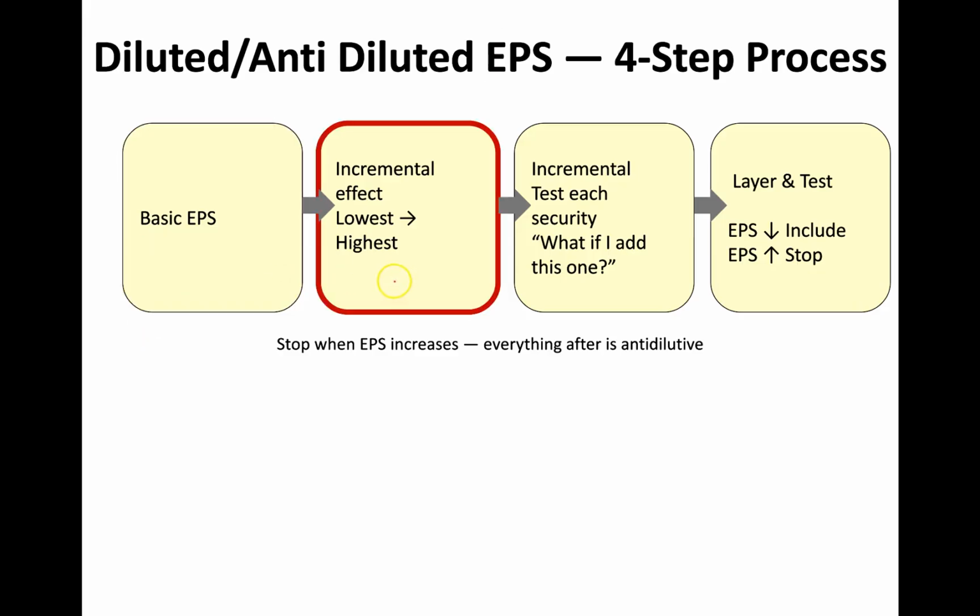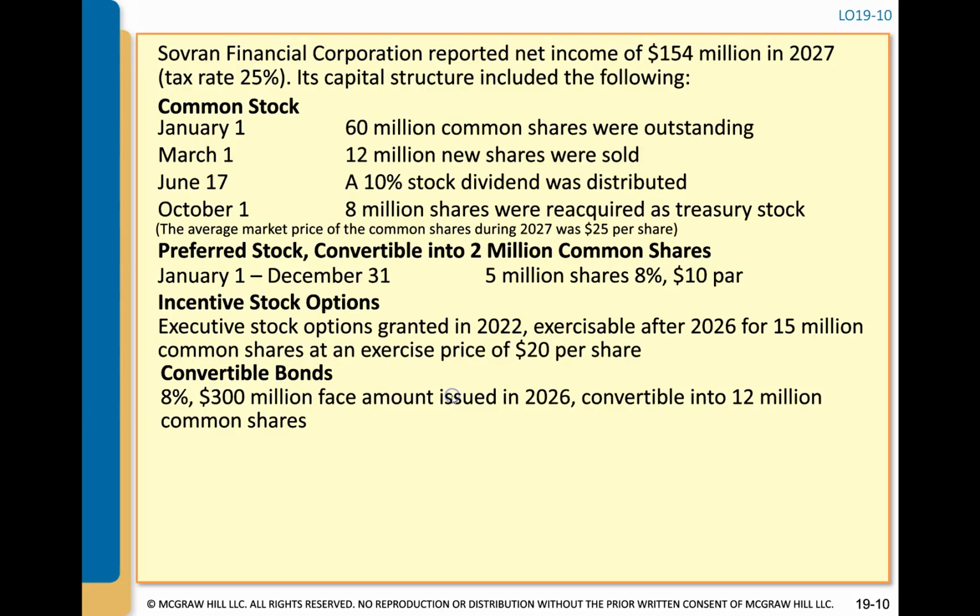The next step, step 2, is we have to calculate the incremental effect of each of those convertible securities. And I'm going to go through what that means, the incremental effect, before we go to the next two steps. Okay, same problem. We have our basic EPS, and these are all of our convertible securities. We're going to focus on convertible bonds. We have an 8%, $300 million face amount issued in 2026, convertible into 12 million common shares.